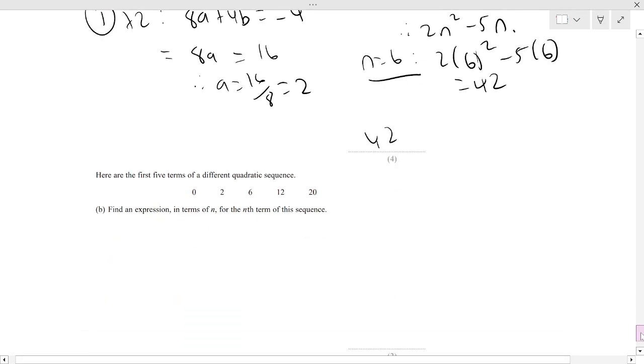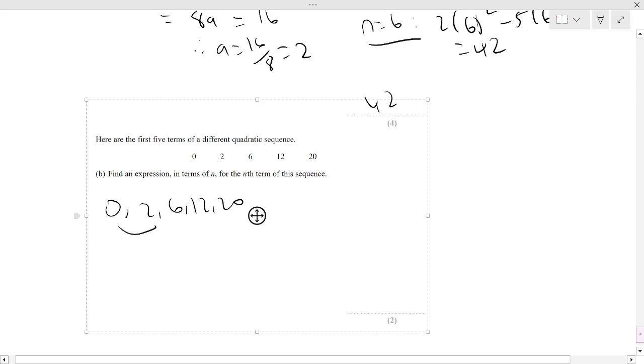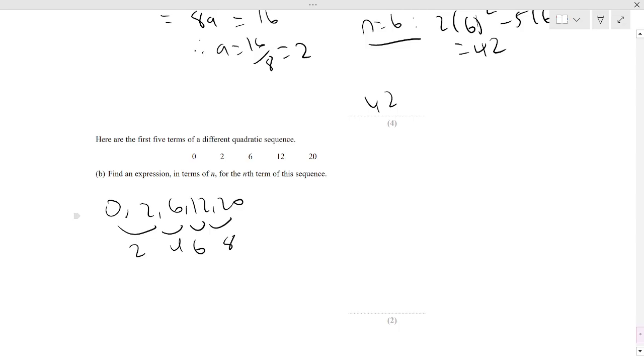Cool. Then we are given another sequence, and this is now a quadratic one. We need to find the nth term. And again, this happens every year, quadratic sequences. So the strategy is, well, let's list it again first: 0, 2, 6, 12, 20. Then, like with a linear sequence, you'd consider the difference. So the difference is going to be 2, then 4, then 6, then 8. But then we consider the next difference. So it's going to be 2, 2, and 2.